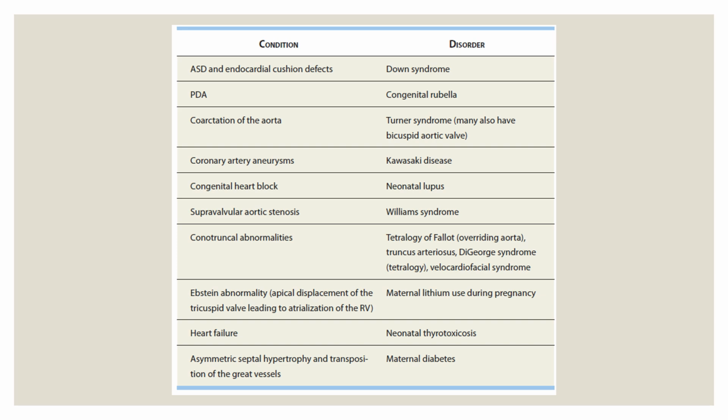Now, these are certain congenital heart defects and associations. ASD and endocardial cushion defects with Down syndrome. PDA mainly with congenital rubella. Coarctation of aorta, bicuspid aortic valve with Turner syndrome. Coronary artery aneurysm is seen with Kawasaki disease. That is why you are giving aspirin and IVIG to those children who are diagnosed with Kawasaki.